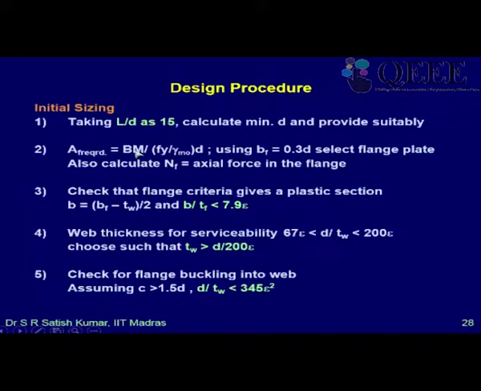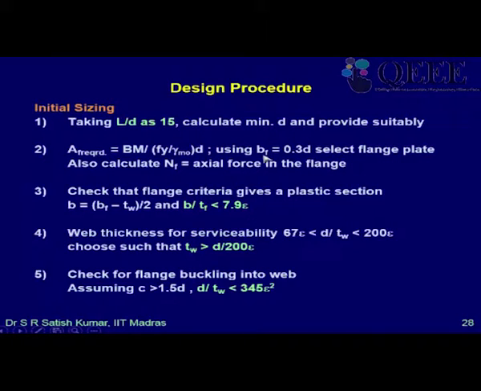Based on that, if the bending moment is BM, we calculate AF required as BM divided by the depth which we arrived at here, into Fy by gamma m0. So we get AF required. Now, area of flange is nothing but width of flange into thickness of flange, so I need to know at least one to choose the other.